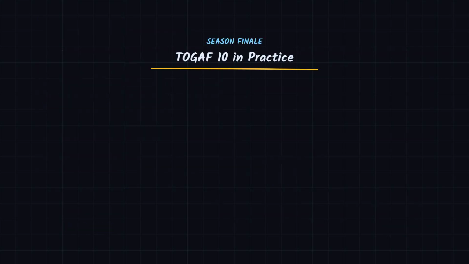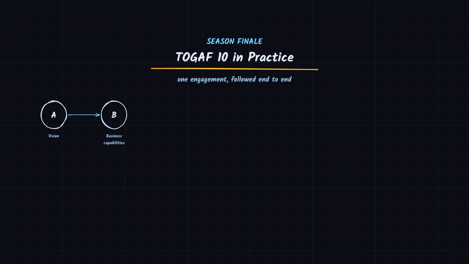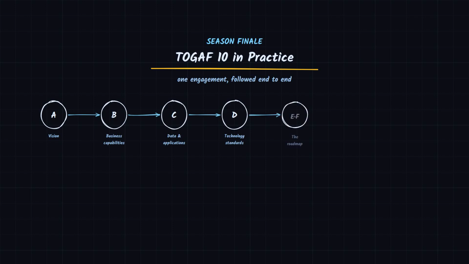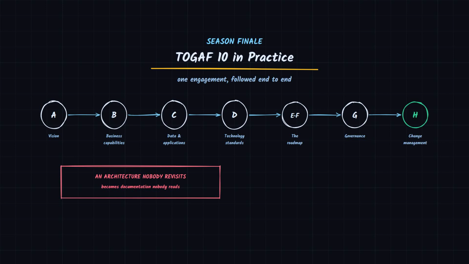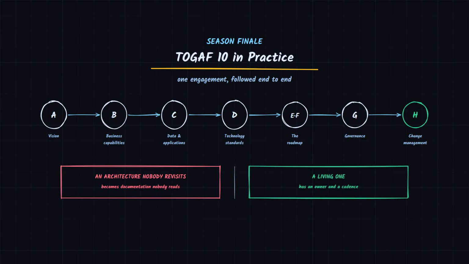And that's the season. One engagement, followed end to end. Vision in Phase A, business capabilities in B, data and applications in C, technology standards in D, the roadmap in E and F, governance in G, and change management here in H. An architecture nobody revisits becomes documentation nobody reads. A living one has an owner and a cadence.